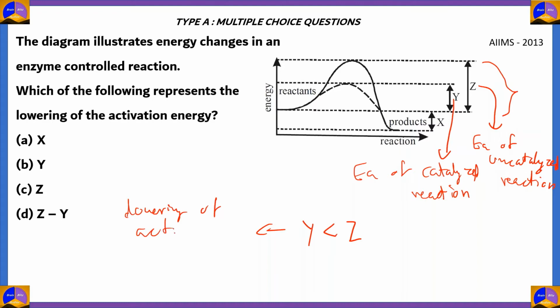of activation energy, that is the difference between the activation energies, as Z minus Y. So Z minus Y is option D, so it is correct. Z only represents the EA of the uncatalyzed reaction, so it's incorrect. Y only represents the EA of the catalyzed reaction, so it's incorrect. And X gives us the energy of the products, which is also incorrect. The right answer for which of the following represents the lowering of the activation energy is Z minus Y.